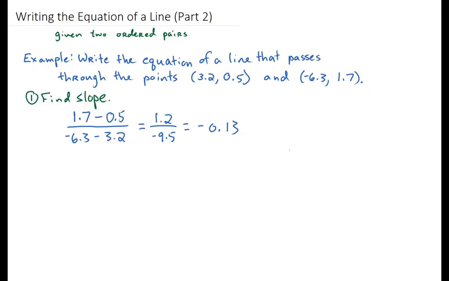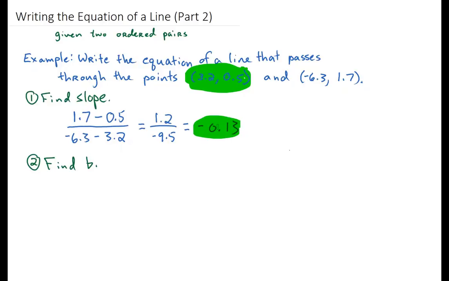The next thing we want to do is find our b. To do that, we choose either one of our points and plug that into the equation, as well as the slope that we just found. I'm going to use this first point because the values seem nicer to me. So that's what I'll plug into the equation, along with my -0.13. That will give me 0.5 equal to -0.13 times 3.2 plus b.